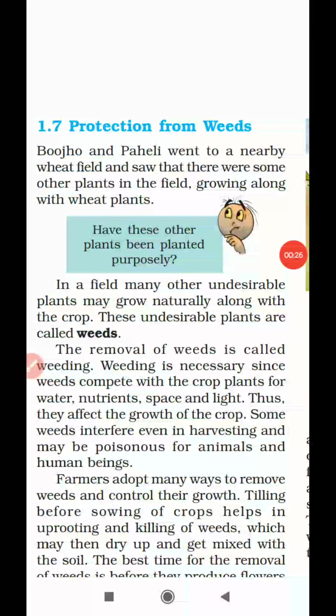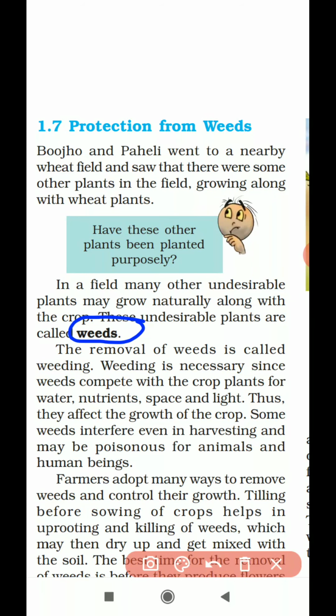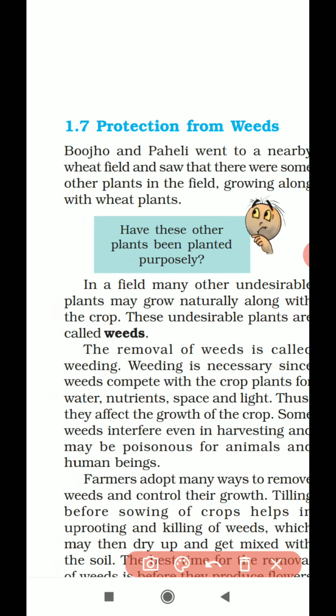Okay, I repeat, weeds are nothing but undesirable plants which are growing in a field. What is this undesirable plant? Why do we need to remove this undesirable plant from the field? Yes, the process of removing the weed is called weeding. Why do we need to remove the weeds from the crop? Here we have an explanation for that. Weeding means the process of removing the unwanted plants.